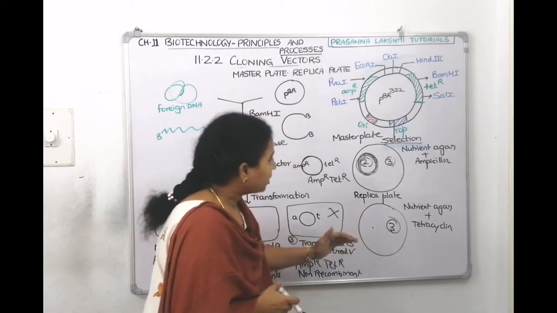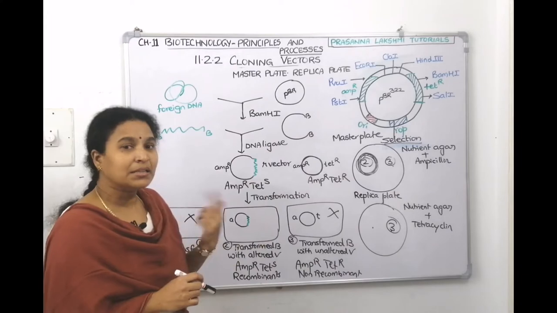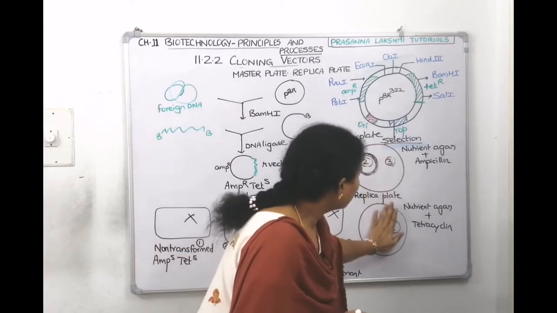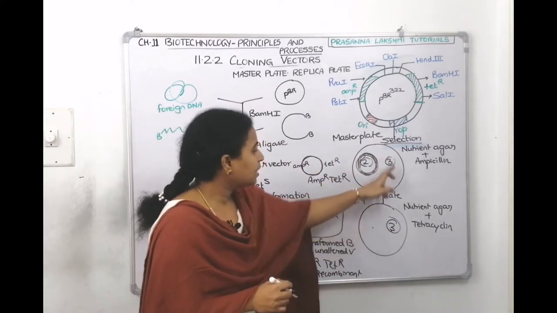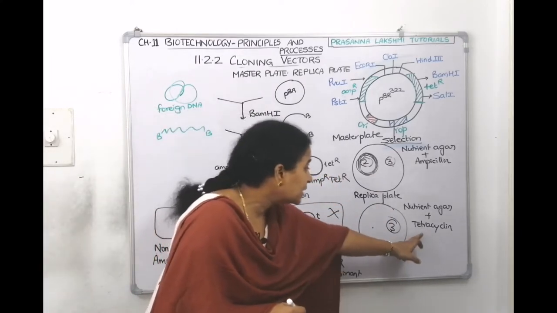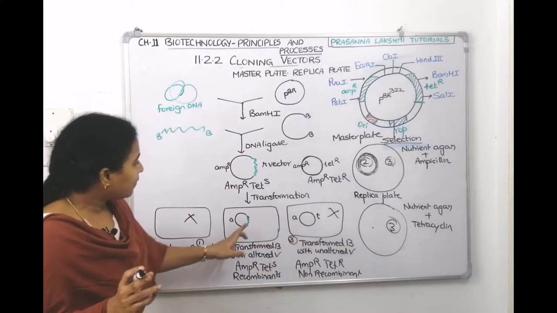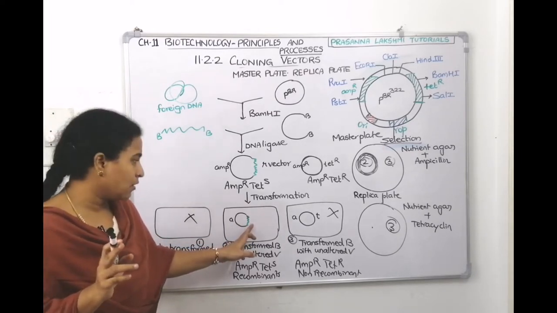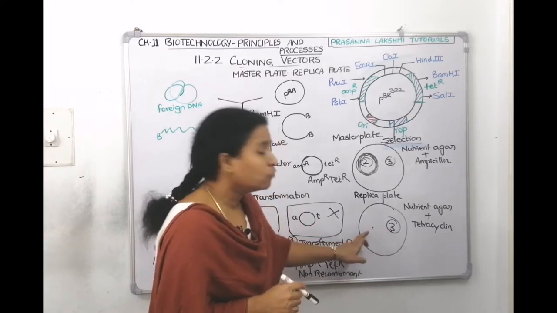Now for the replica plate, again take a petri dish and again take nutrient agar medium. This time take the second antibiotic, tetracycline. Then take a cheesecloth, press it here, take the impressions here. Press it here, take the impressions here. Then two will stick here, three will stick here. Can bacterium two grow in the medium that has tetracycline? Does it have the tetracycline resistance gene marker? Or is it disturbed because we inserted our desired DNA? It got disturbed. It cannot survive. Whereas this one, the tetracycline gene is there, so it will survive. So three will survive, two cannot survive.